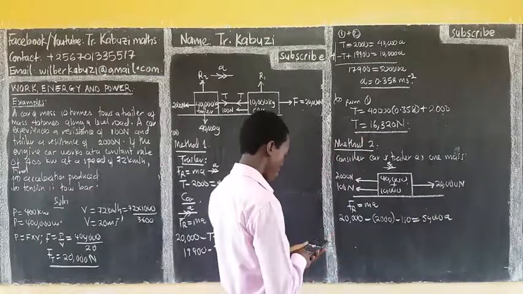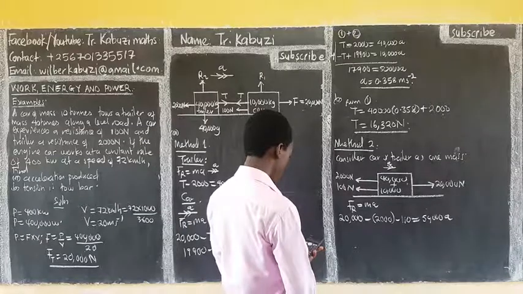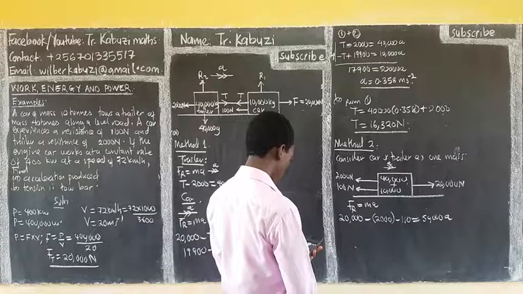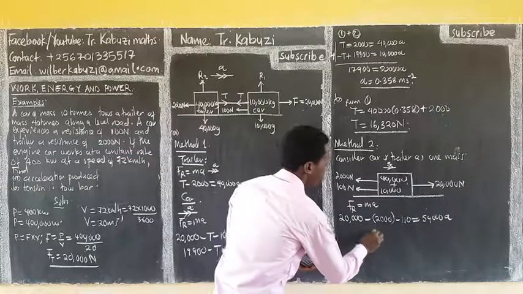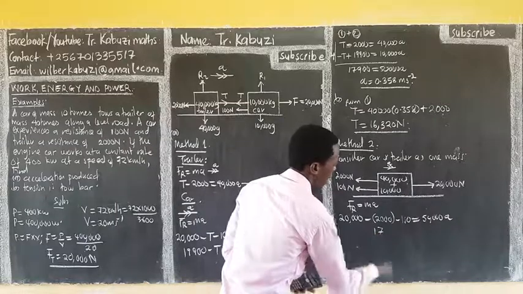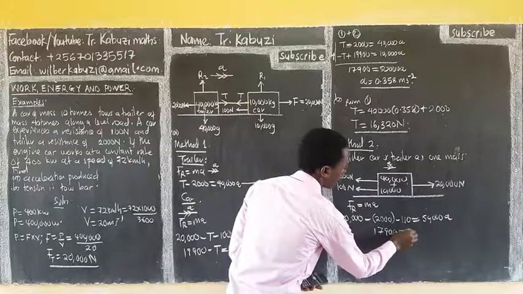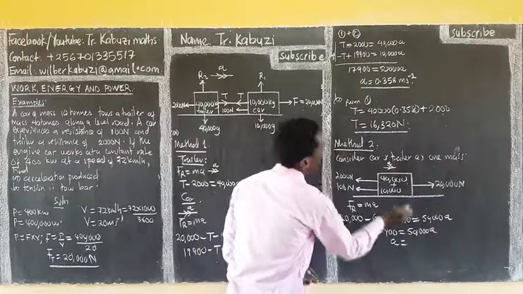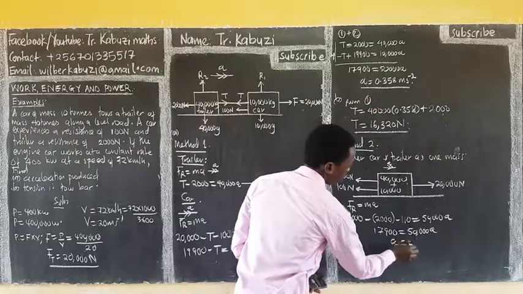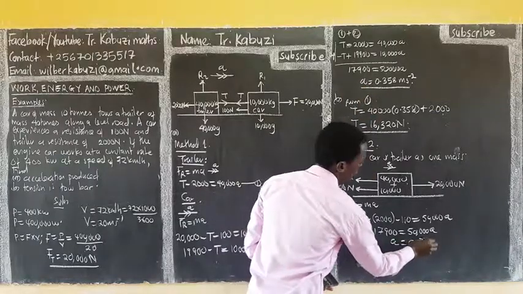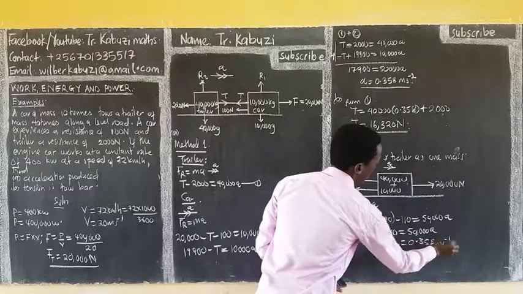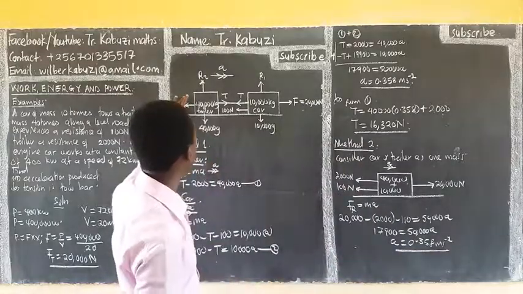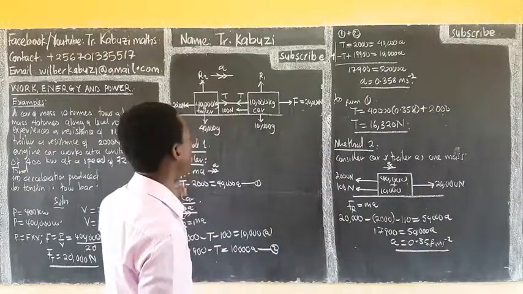And you see there, when we combine the two, we are getting 17,900 equaling 50,000 A. And you see that our A is 0.358 meters per second squared. Then after, you could come here and get our T in the way you want.